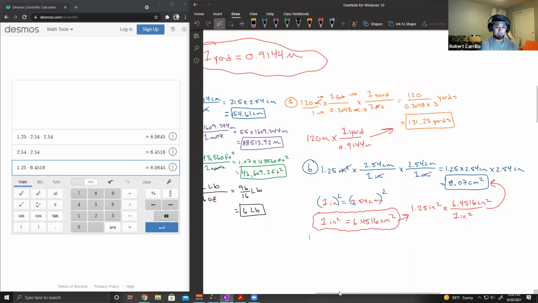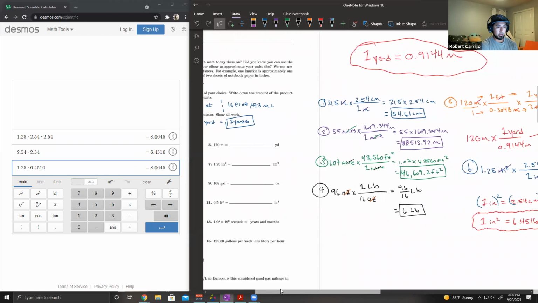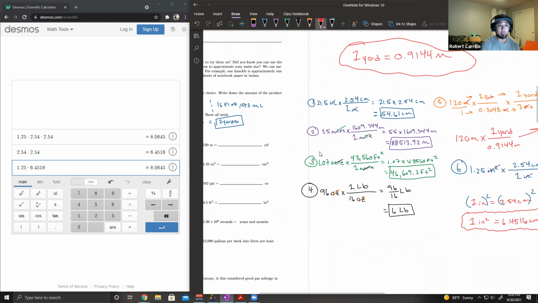Awesome. All right. And now we're still going down. So number 9, 102 gallons to ounces. That's 9, but our number 7. Okay. So 7, 102 gallons to ounces. All right.